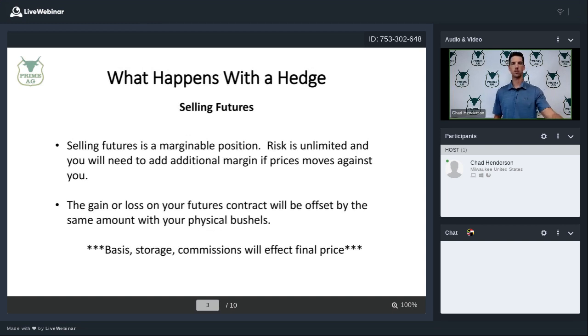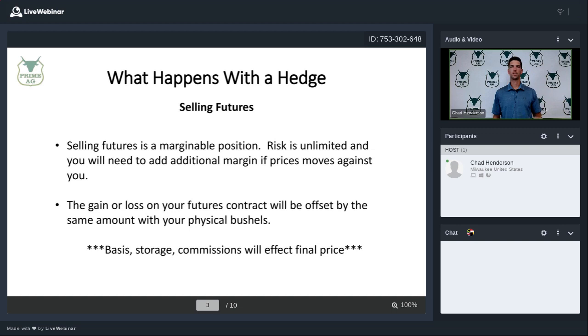So jumping in here, let's start with the futures side of things. Selling a futures position that is marginable, you do have unlimited risk, so you will need to add additional margin if prices move against you. What we mean by unlimited risk is that if you sell a futures contract, the market can go as high as it wants. However, you do have the physical bushels to offset that. So even though the risk in your hedge account is unlimited, it is going to be offset by your physical bushels. That's what makes it a hedge.